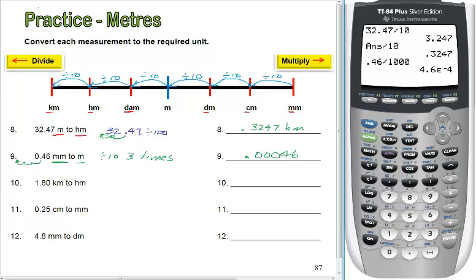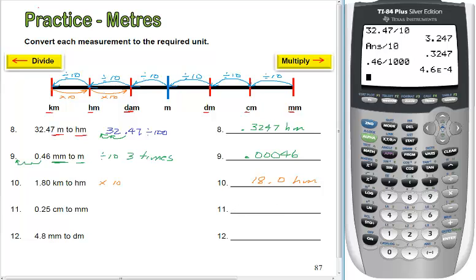Okay. Next one, 1.8 kilometers to hectometers. So kilometers to hectometers. So see how many steps first. Kilometers to hectometers, right next door. Now this way, of course, what happens when you go this way? You multiply by 10, right? Multiply by 10. So every step this way, multiply by 10, and so on. So we're doing one step, so I'm going to multiply by just 10. So this is going to be 18.0 hectometers.